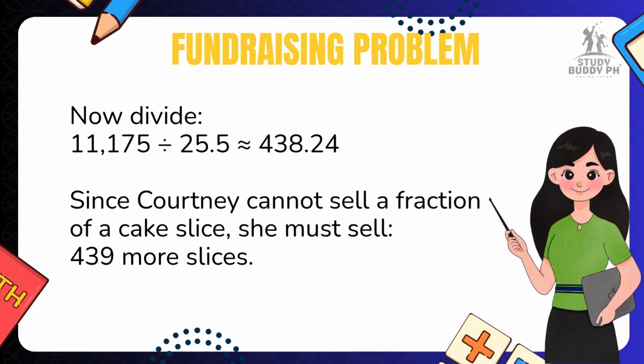Now divide 11,175 divided by 25.5 is approximately 438.24. Since Courtney cannot sell a fraction of a cake slice, she must sell 439 more slices.